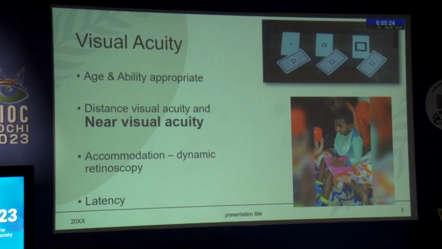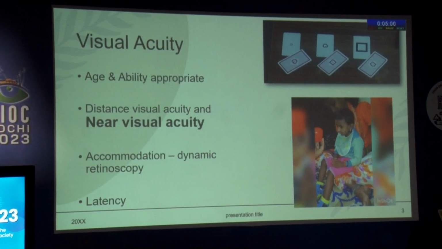So, points of interest in visual acuity: it should always be age and ability appropriate, because these children do not cooperate well with you. Fixing and following is not enough. Always try to get a preferential looking acuity. Distance visual acuity will always be done, but near visual acuity we don't do in children that often. But in these children, near visual acuity is what is important, because rehab starts from there, and that is the vision that the child is going to use.